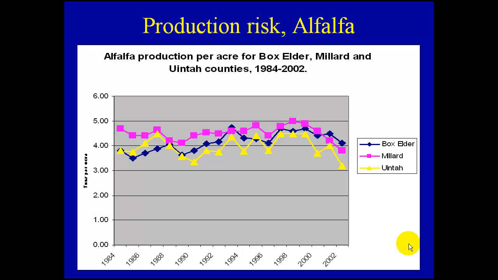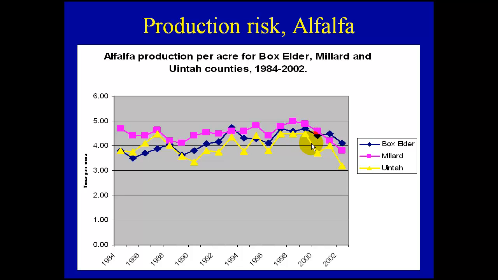So here's one crop, alfalfa, and its production per acre for Box Elder, Millard, and Uinta counties, over 1984 to about 2003. You can see that you have some variability, but not a lot. Millard County, down by Delta, looks like it's the highest, but probably less risk. And Uinta County has higher variability.